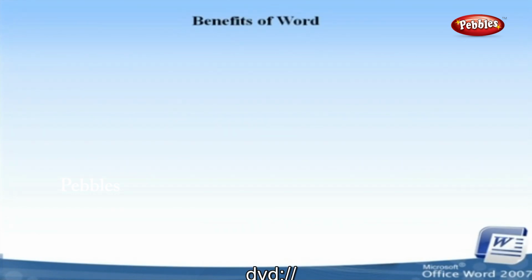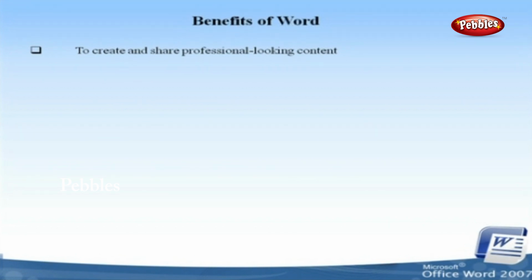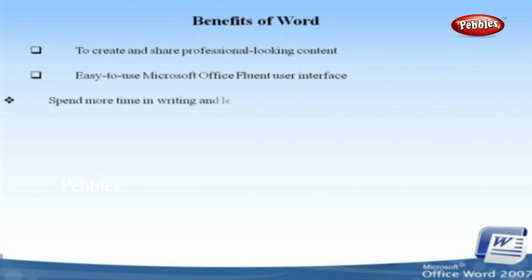Benefits of Word. Microsoft Office Word 2007 helps you to create and share professional-looking content by combining a comprehensive set of writing tools with the easy-to-use Microsoft Office Fluent user interface. In this chapter, I'm going to talk about the benefits that you'll gain by using Word 2007. You can spend more time writing and less time formatting. The Office user interface makes it easy to format your documents quickly.